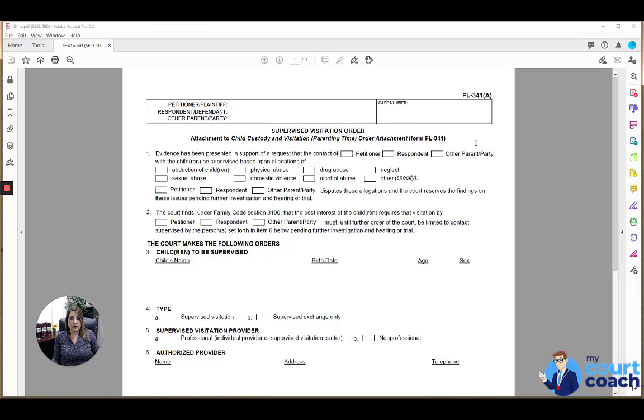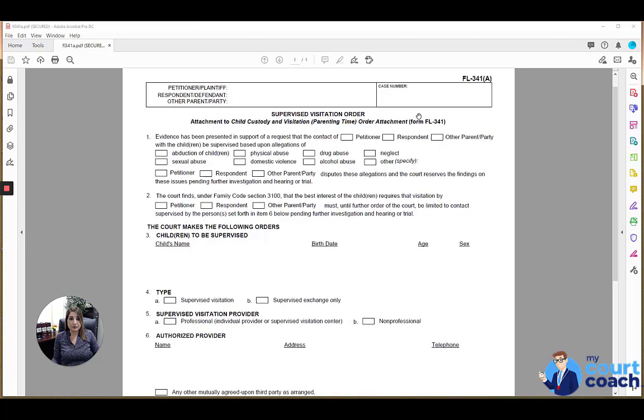Whenever the court makes an order, you do have the option of writing out what those orders are. However, if you would like to streamline the process and just mark some boxes, this is the easier way to do it rather than write out all the orders the court made. As with all our court forms, you want to fill in your identifying case caption information at the top.